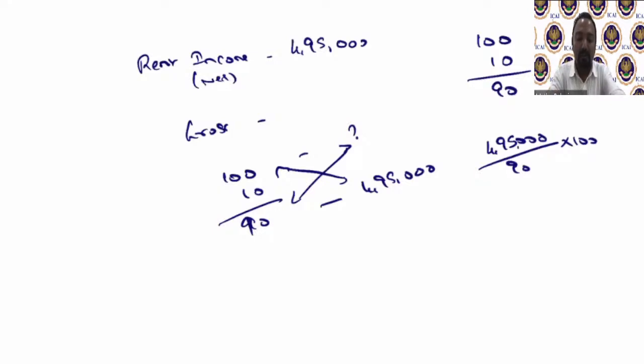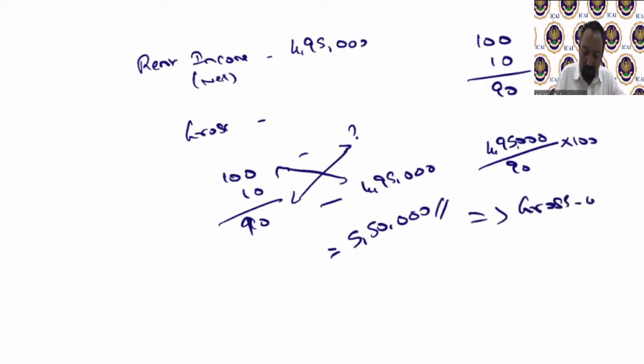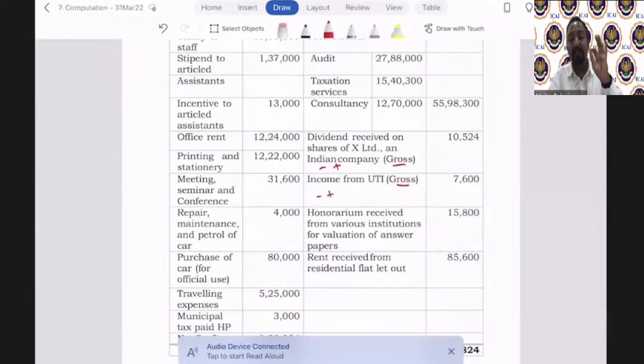So how do you compute? Of course, I'll have to use a calculator. Divided by 90 into 100, it becomes 5,50,000. So this becomes my gross income. This is similar to the gross up concept we studied in TDS. This is how you work actually. So when your exam provides the word gross, just take it. If the exam uses the word net, then you are supposed to gross up in the manner I showed you.